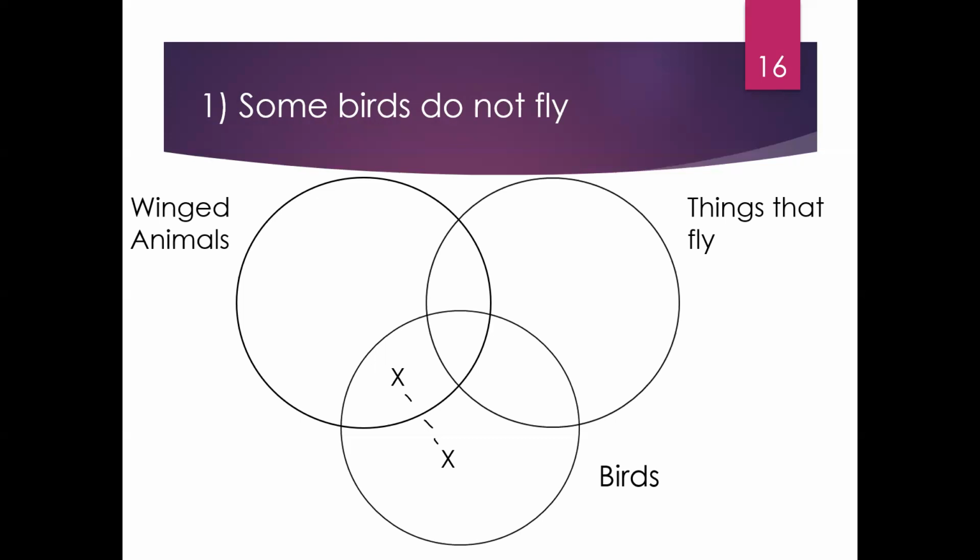Now, the first premise is some birds do not fly. And again, we have this challenge where we have a floating X. We know that there are some birds that exist that aren't in the predicate, but we don't know for sure which of those 2 areas to put it in. So it's a floating X. We know there's something that exists in the category of birds that is not included in things that fly, but at this point, just by this premise, we're not sure if it exists in the category of winged animals or not. So that's how we would represent it if we did this premise first.